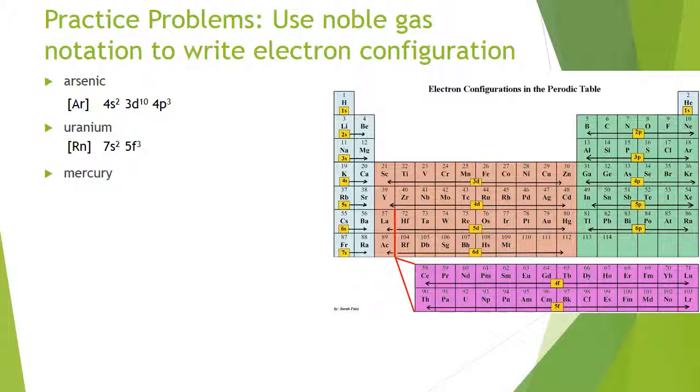All right, and finally we have mercury. Mercury's configuration. The previous noble gas is xenon, and xenon ends with 5p6, so I'll pick up with 6s. So that would be 6s2, 4f14, 5d10, because you'll notice that mercury's position is 10 elements into that 5d block.